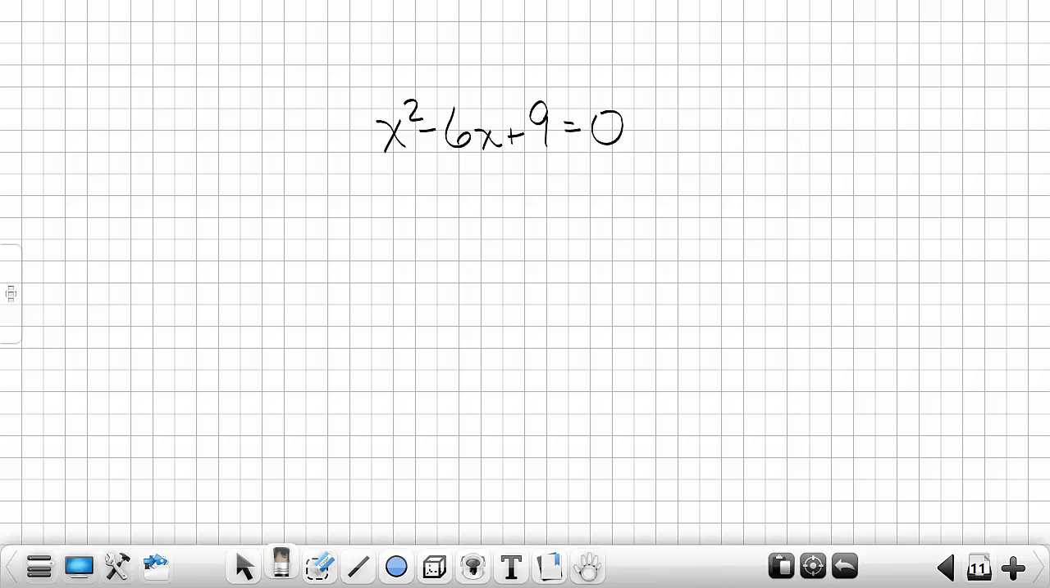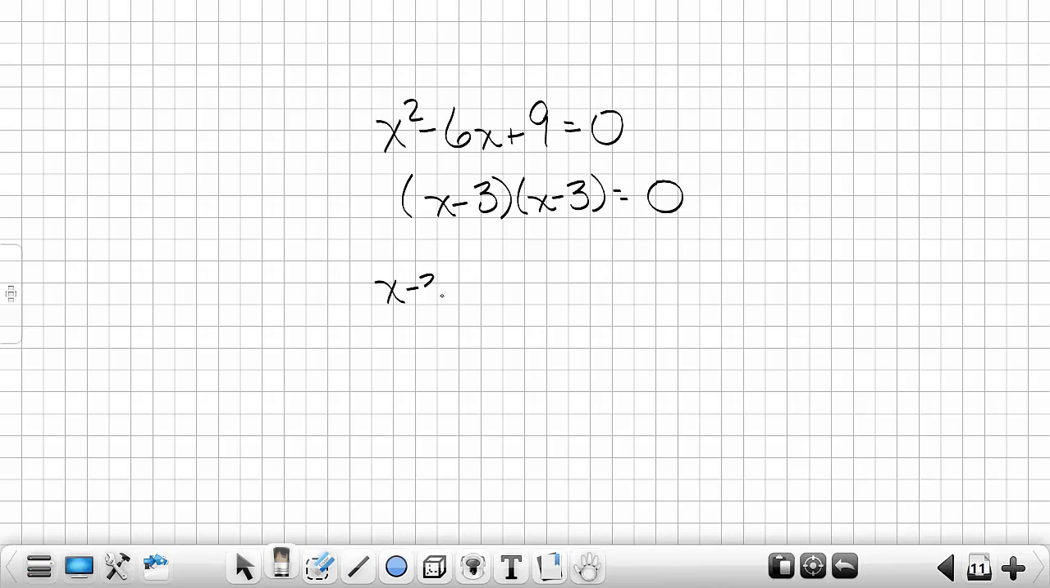So it's already set equal to 0. Now we're going to solve for x. We need to bring in our factoring skills that we should have from last year. x minus 3 times x minus 3, or you could say, as Albert said, x minus 3 squared. As long as you understand that, that's fine. But x minus 3 times x minus 3 equals 0.